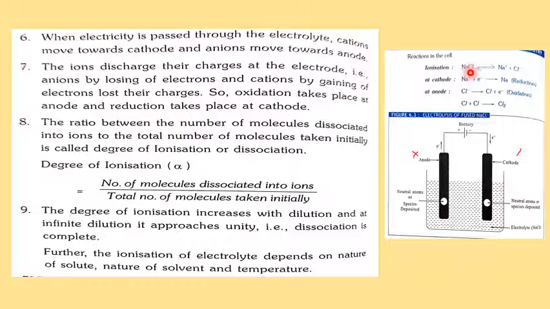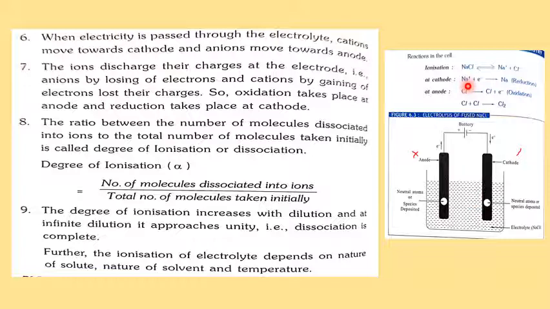When electricity is passed by the battery through the solution, NaCl dissociates into positive and negative ions. Negative ions move towards the anode. Why? Because the anode has a positive charge. Similarly, positive ions move towards the cathode. Why? Because the cathode has a negative charge.